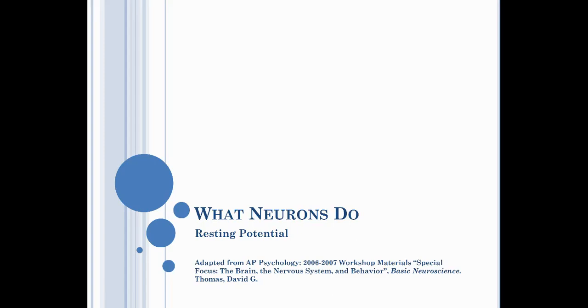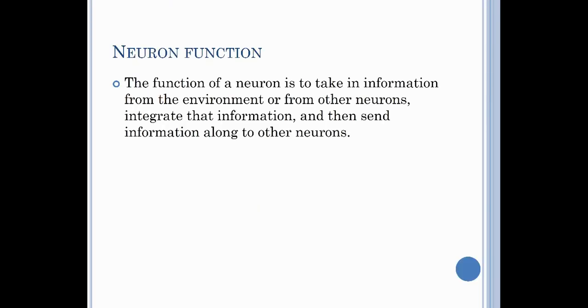So let's move on to discuss what it is that neurons actually do. We'll start by discussing what's happening while the neuron is at rest or being inhibited. This is referred to as the resting potential. The neuron is at rest, but it still has the potential to fire. So what is it the neurons do?